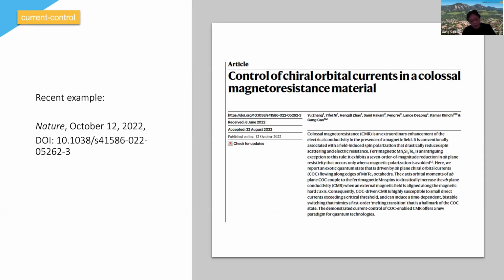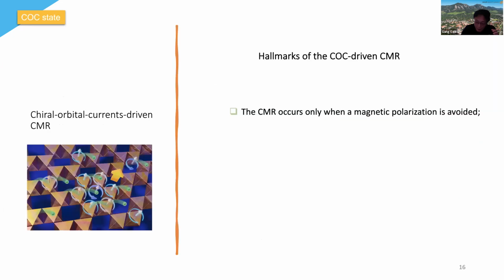This is the title of the work, which involves colossal magnetoresistance and small-current control of quantum states. This work involves a number of very unusual properties, so let me first summarize them here, and then we will talk about the details. One of the items is that this colossal magnetoresistance occurs only when magnetic polarization is avoided. This is an important feature of this material.